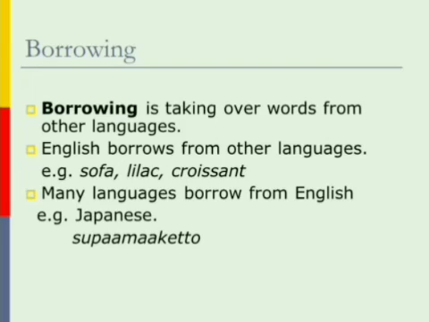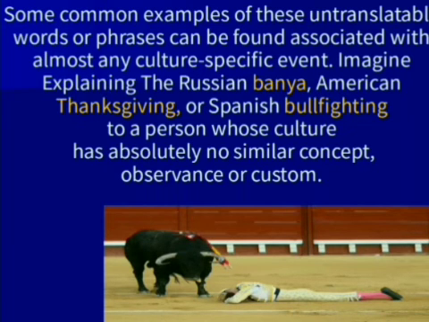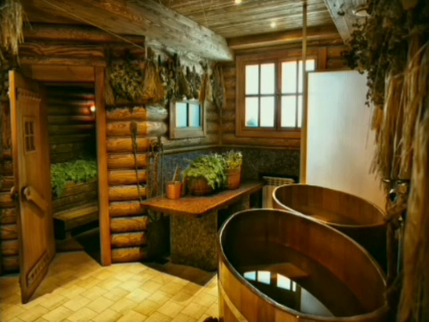English borrows from other languages, such as sofa, relic, and croissant from French, and so on. So they also borrow from different languages. When we speak about banya, Thanksgiving Day, and bullfighting, they are especially considered untranslatable words. And here the translator should choose creation in these examples.